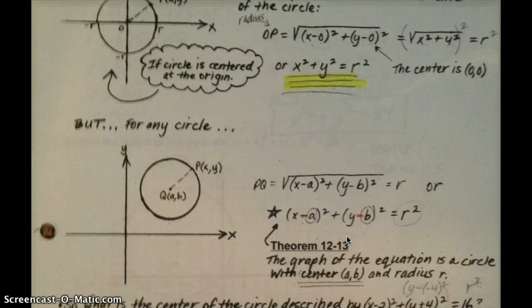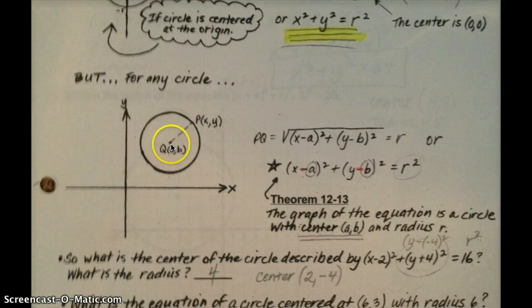But then you could have a circle where it's not centered on the origin. So here we have a center of a, b, which is Q, and the point on the circle, P, is x, y. So if we want to find the length of PQ, which is our radius, we have the square root of x minus a, because instead of 0 this time the x coordinate of the center is a. So we have x minus a squared plus y minus b squared, and that equals our radius, which is this length here.